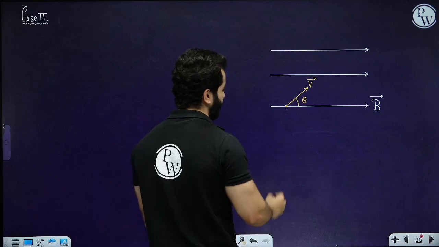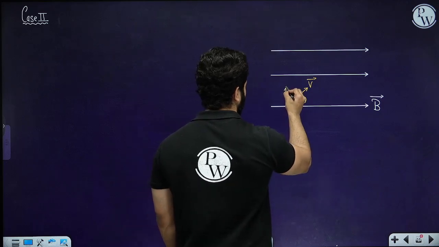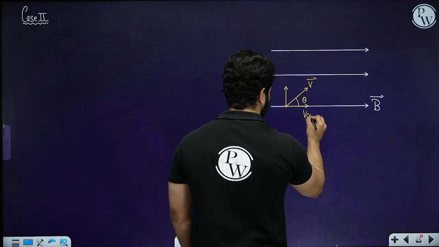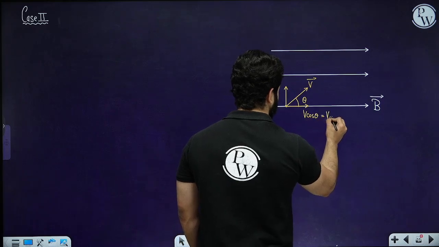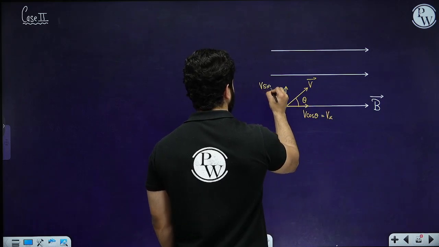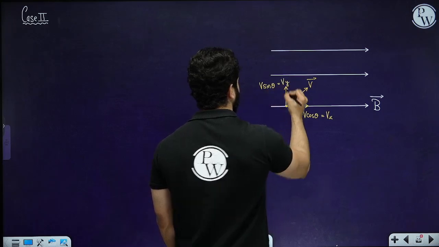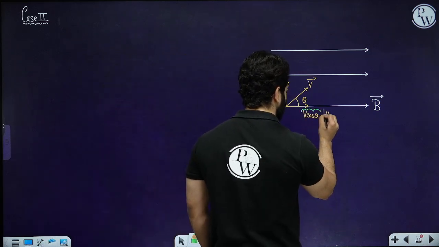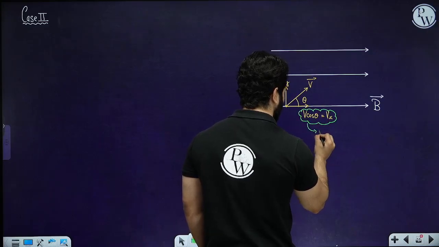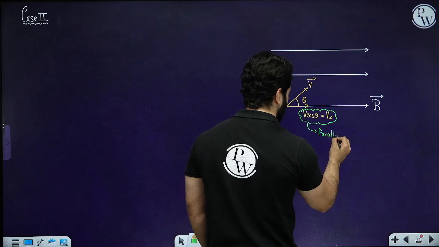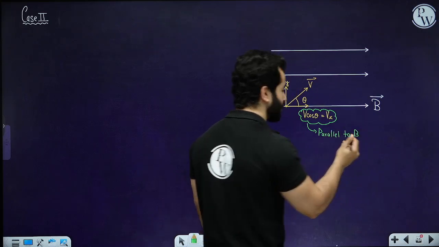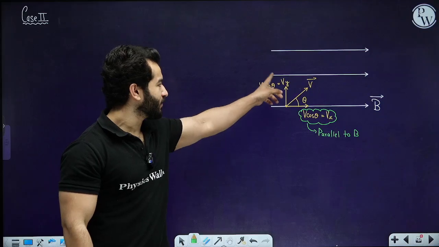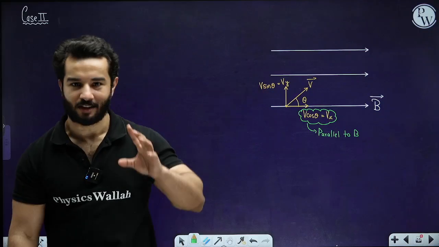So if the angle is theta, we can do two things. One is going to be V sine theta. This one is going to be V cos theta. This will be Vx. This will be V sine theta, that is Vy. Out of these two components, please understand that this is parallel to magnetic field. So it will suffer no change. Because of this component, the particle will start to move in circles, right?